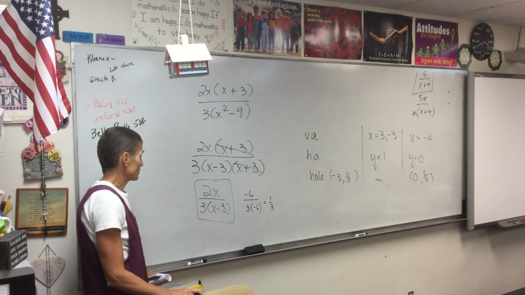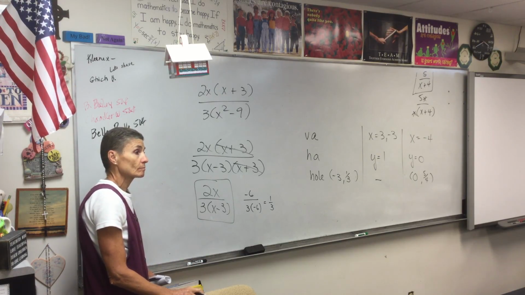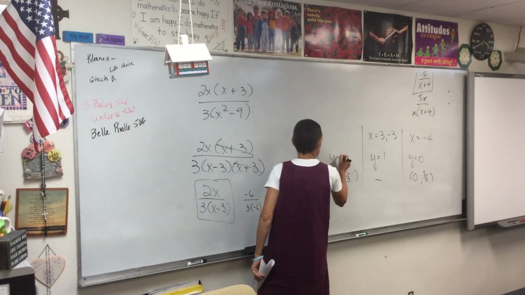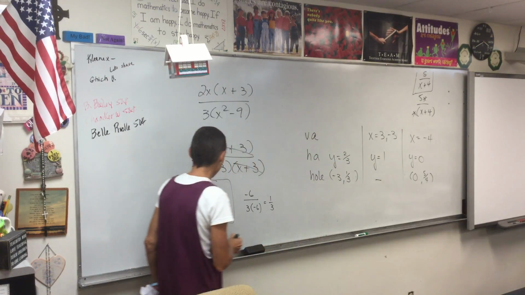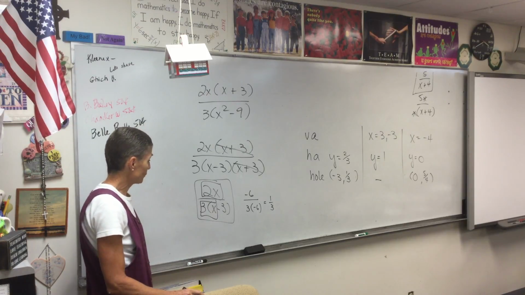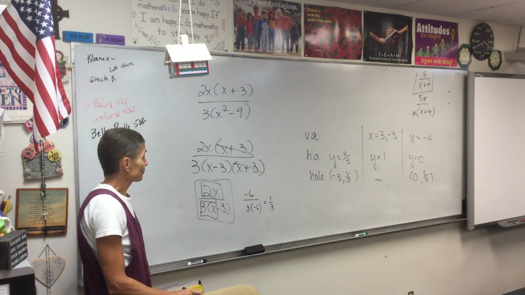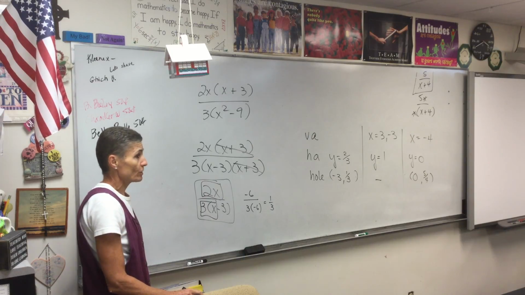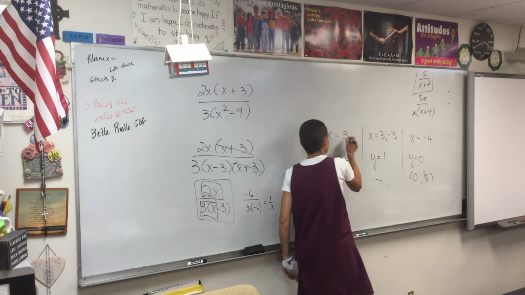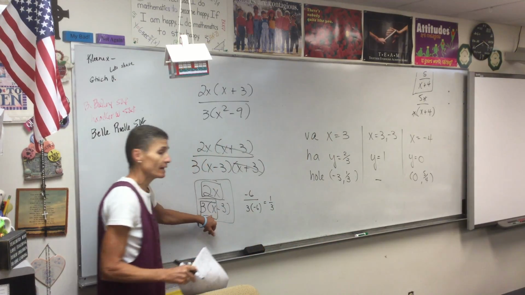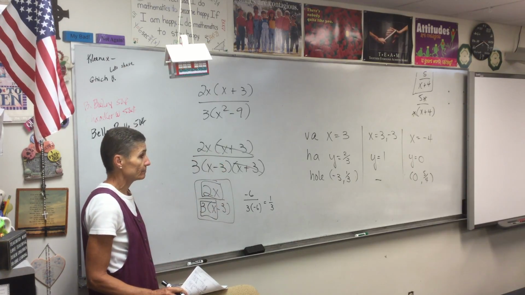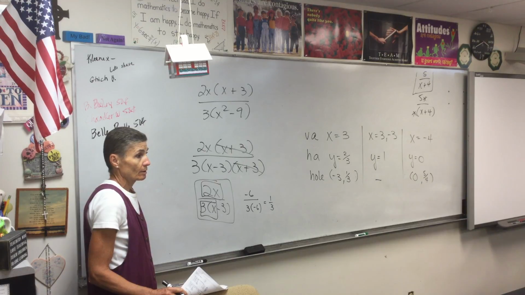All right, what about asymptotes? Horizontal is y equals 2/3. Look what you've got. You've got the same power on top as the bottom. So you just compare them, 2x over 3x. How about a vertical asymptote? X equals 3, because that's what x cannot be. X cannot be 3, or you'll end up with a 0 down there. Okay?